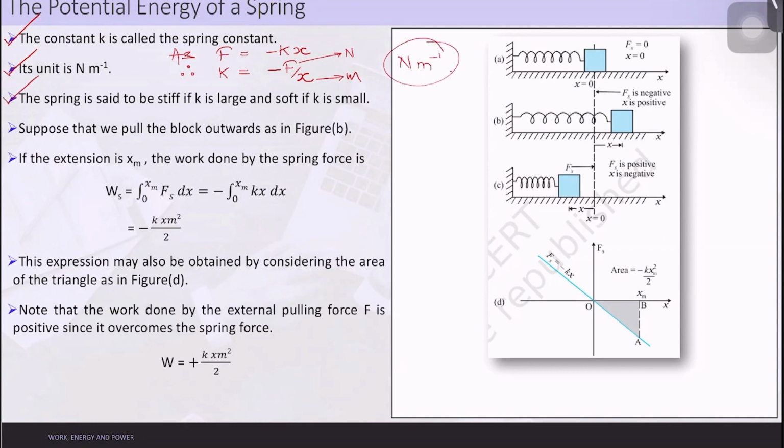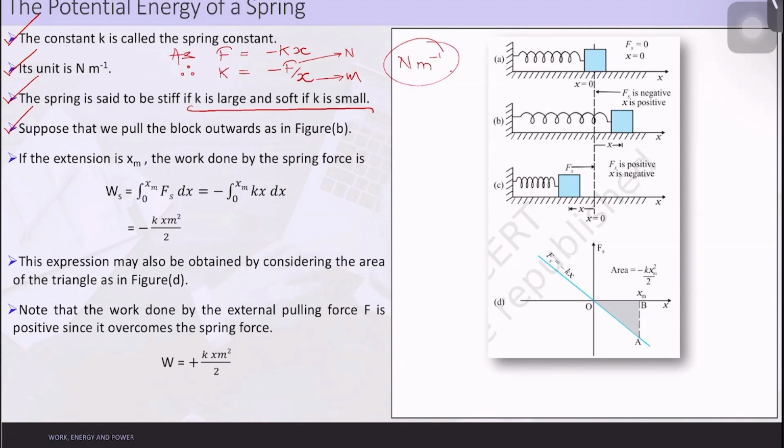So the spring is said to be stiff if K is large and soft if K is small. You may hear these words when you do some of the questions regarding it. It will be written such that a stiff spring has a spring constant of some value. There you can understand that the value of K would be in a higher range, and if it is said to be soft, then K is smaller. It can be said that the spring constant is small.